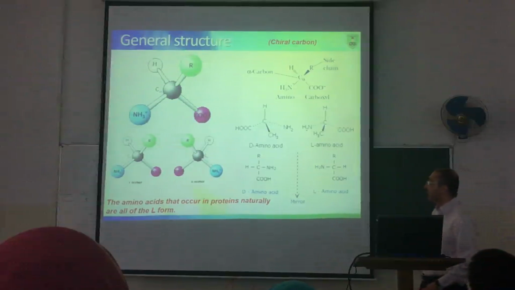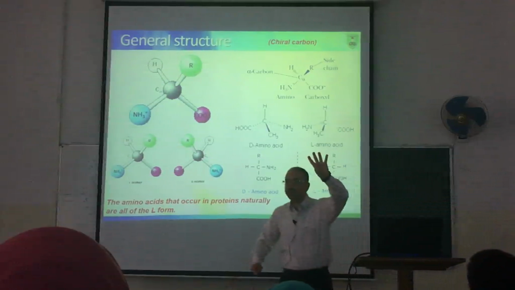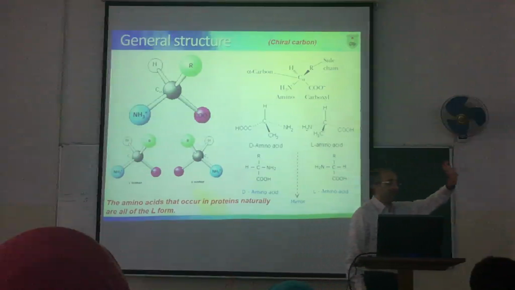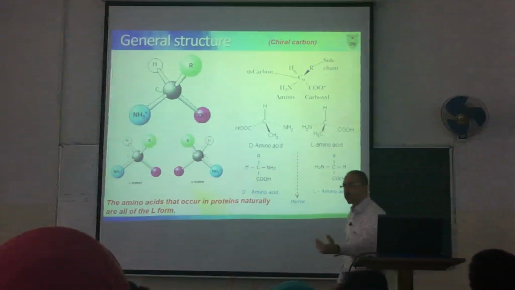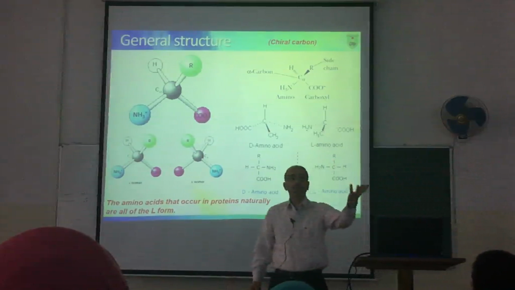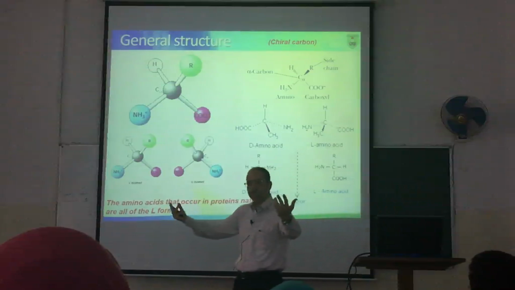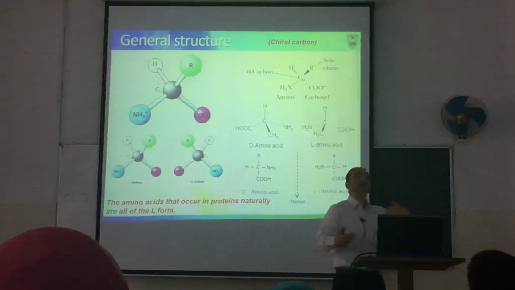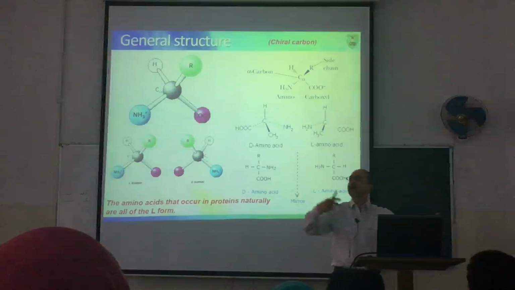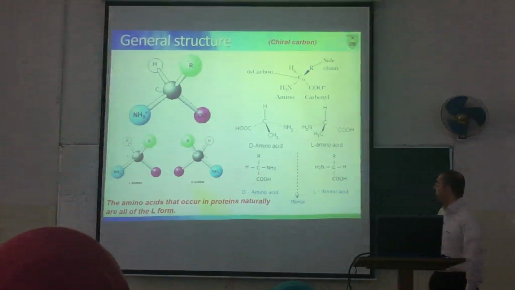Since this carbon is bound to 4 different groups, we say that it is a chiral carbon. And because there is a chiral carbon, the molecule and its mirror image are not superimposable. They are totally different, and we can call them a D amino acid and an L amino acid depending on the location of the hydroxyl group and the amino group.